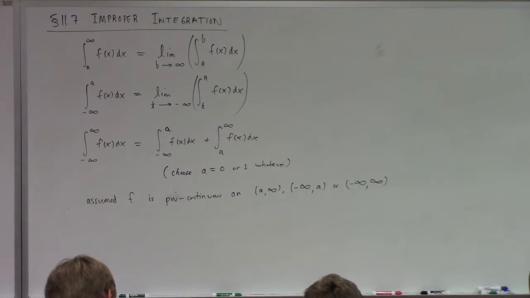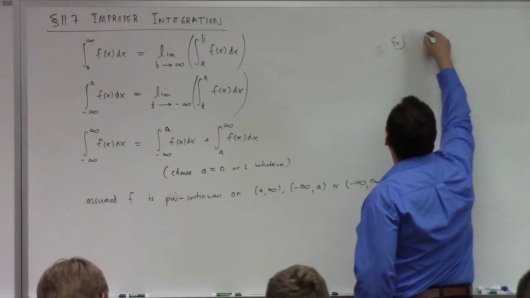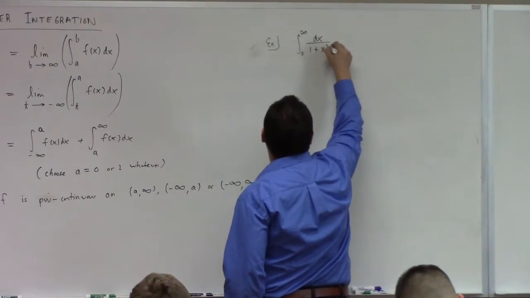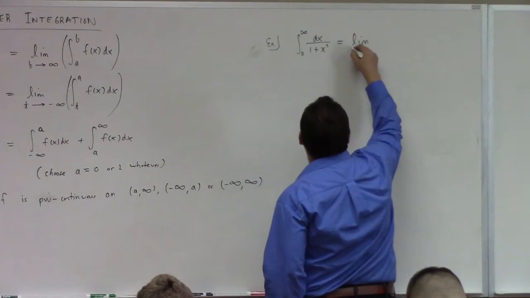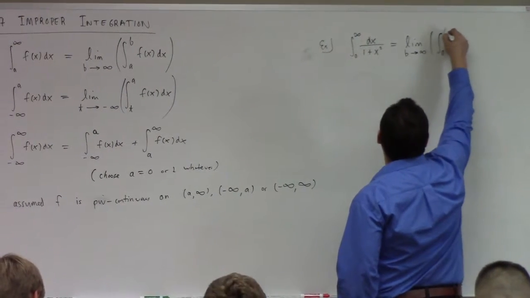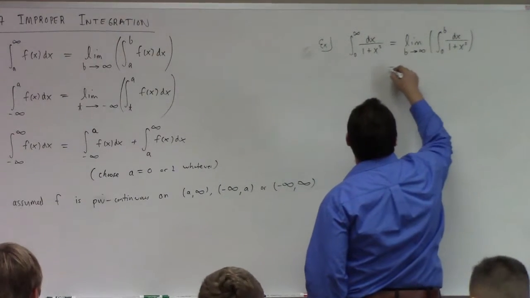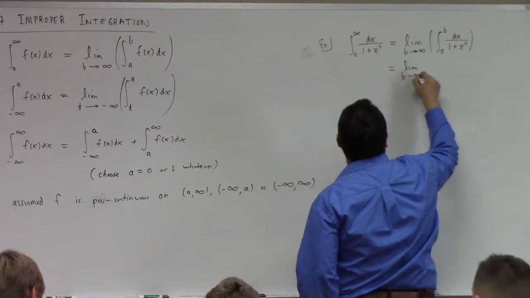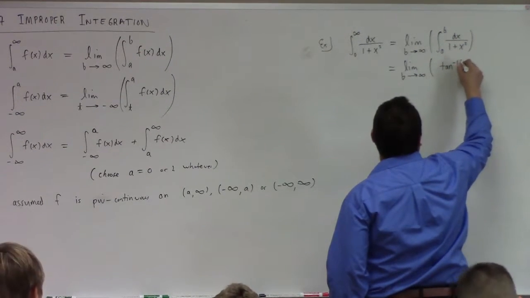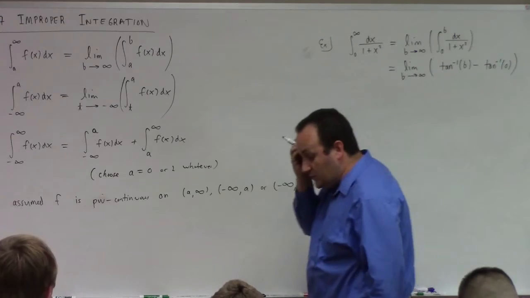Let me give you an example of each. The integral from 0 to infinity of dx over 1 plus x squared is the limit as, let's say, b goes to infinity of the integral from 0 to b of dx over 1 plus x squared. But what's that? So that's inverse tangent of b minus inverse tangent of 0 by the fundamental theorem of calculus part 2.